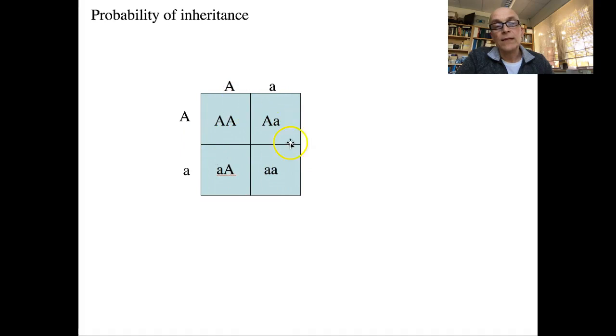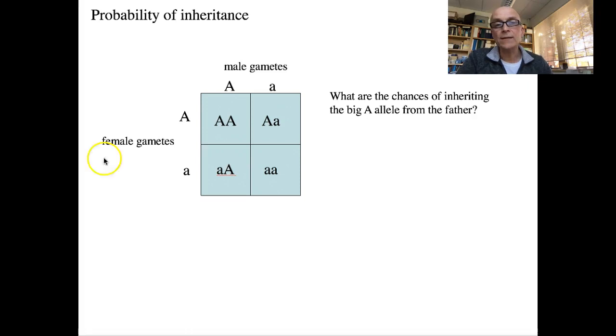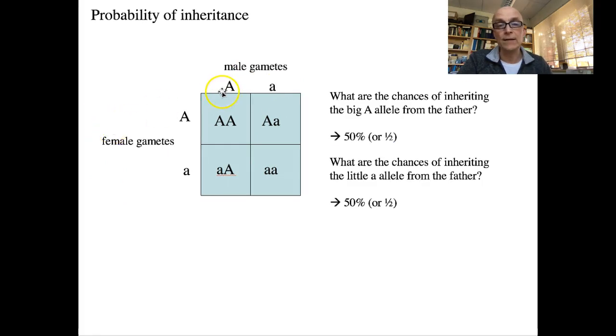So we would have these different possibilities here for the outcome. If you ask for the male gametes and the female gametes, what are the chances of inheriting a big A allele from the father? This is the father. These are the two alleles that he can produce. Well, the chances are 50-50, right? It's either the big A or the little a. So what are the chances of inheriting the big allele? 50%, or 1/2. And what are the chances of inheriting a little allele from the father? Then that would be the other half, right?